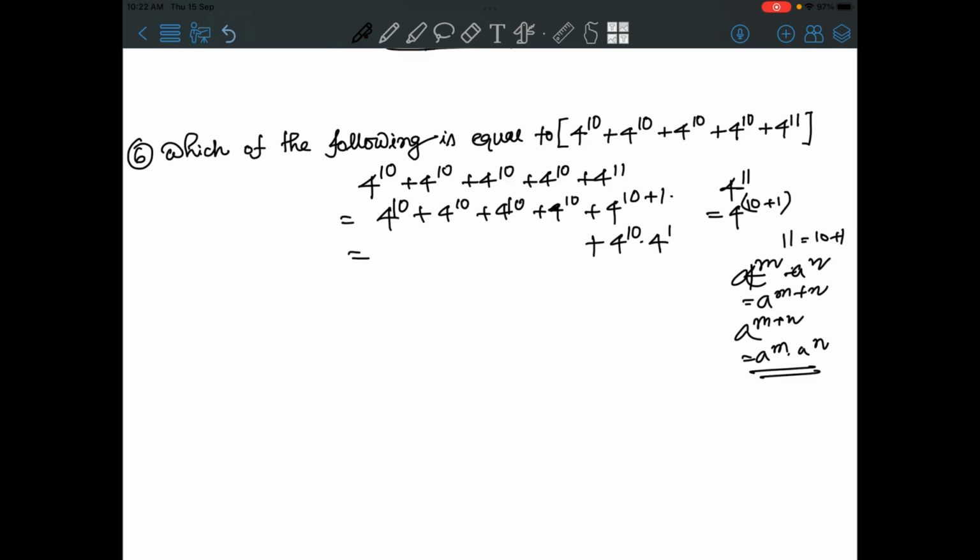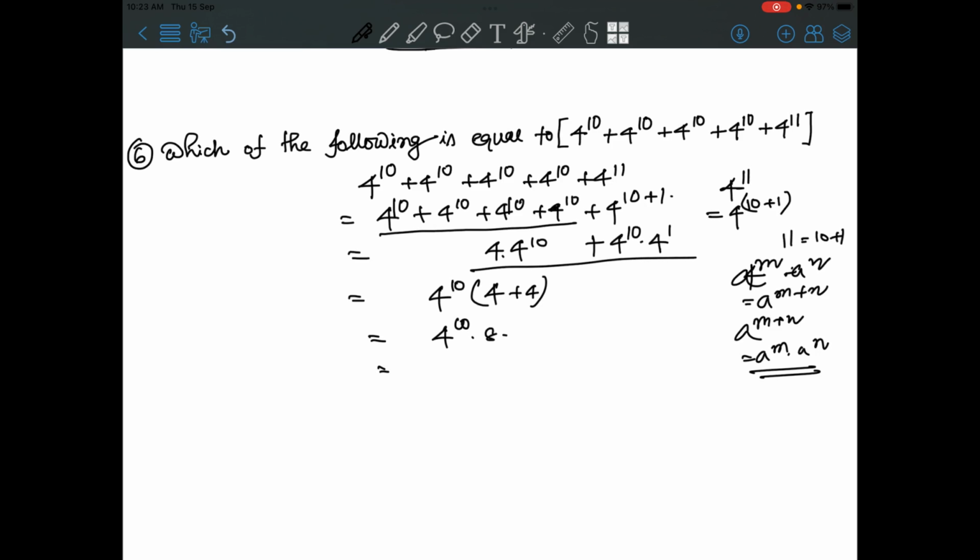So 4 times 4 to the power 10 is equal to 4 into 4 to the power 10. Now we can take 4 to the power 10 common. Now what will be left? 4 plus 4. So 4 plus 4 is 8. So 8 into 4 to the power 10. Now we are going to simplify this.